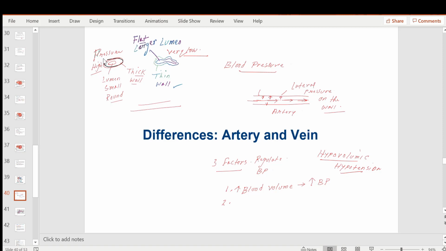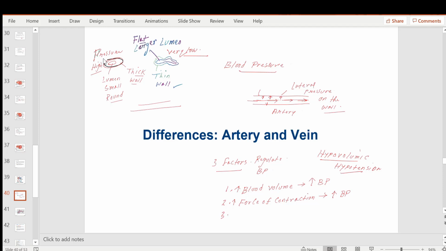Okay. Number two is the force of contraction. If the heart contracts more forcefully, more blood will get out, will enter into the veins, arteries, more blood, so that will increase the blood pressure. It's simple. Okay, so increase force of contraction, increase the blood pressure.